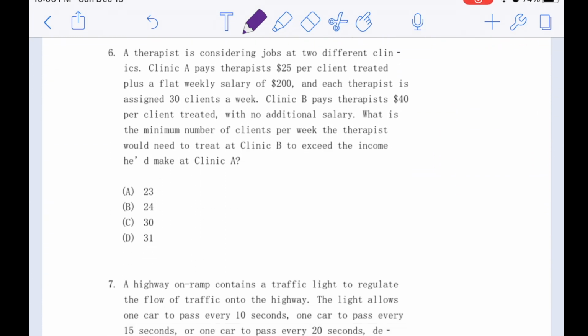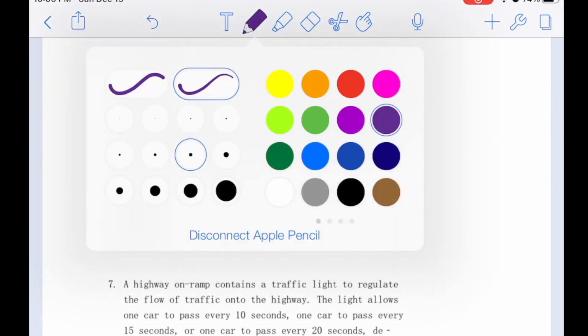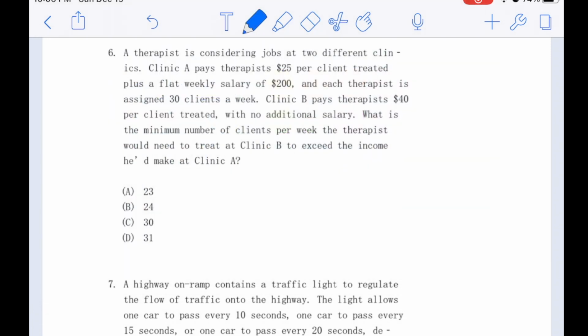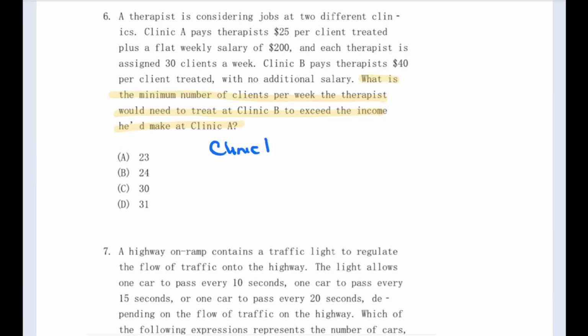A therapist is considering jobs at 2 different clinics. Clinic A pays the therapist $25 per client treated plus a flat salary of $200, and each therapist is assigned 30 clients a week. Clinic B pays the therapist $40 per client treated with no additional salary. What is the minimum number of clients per week the therapist would need to treat at Clinic B to exceed the income he'd make at Clinic A?